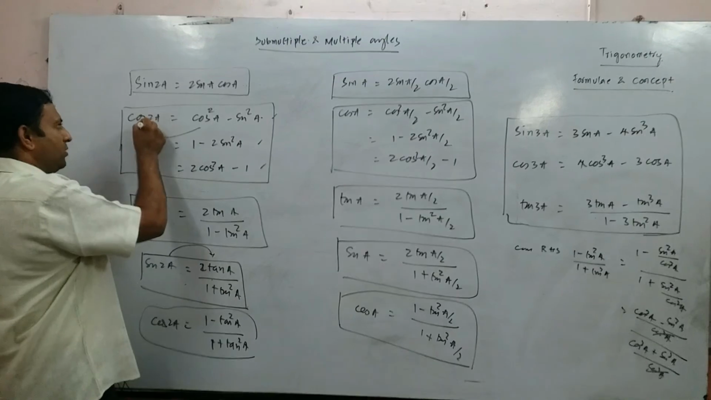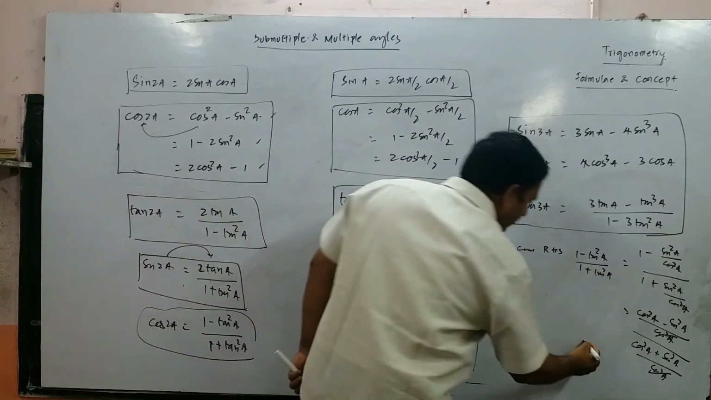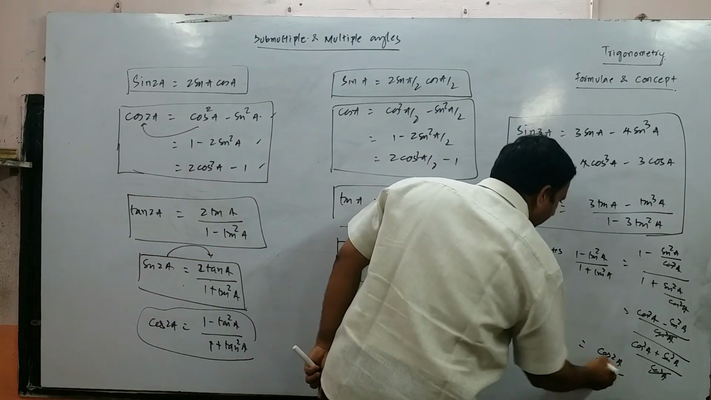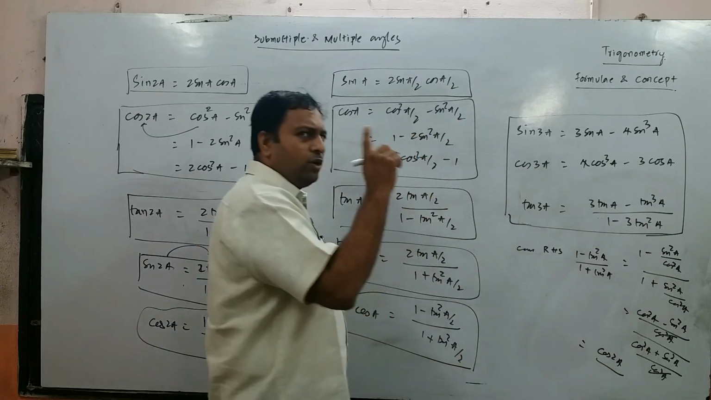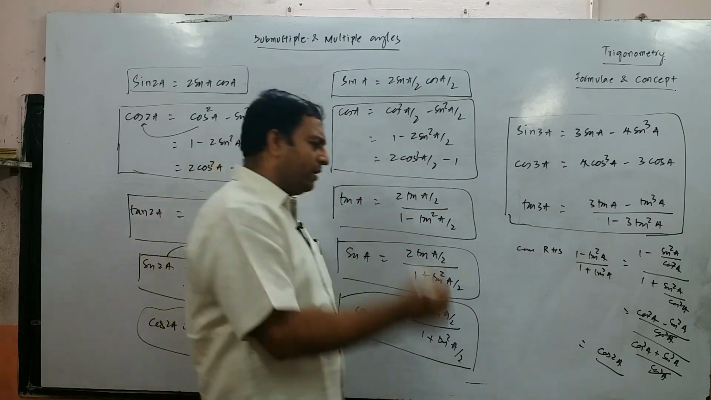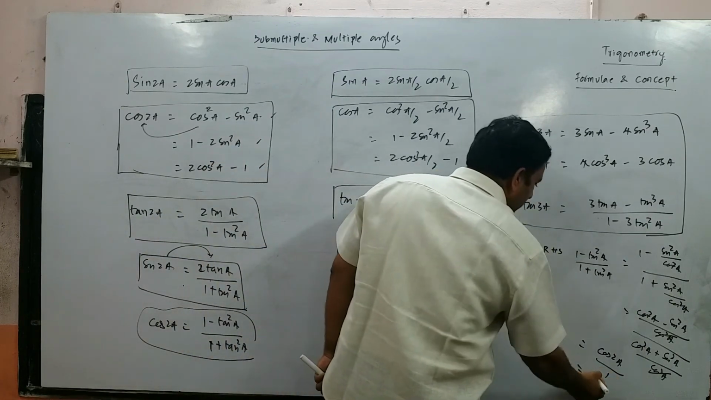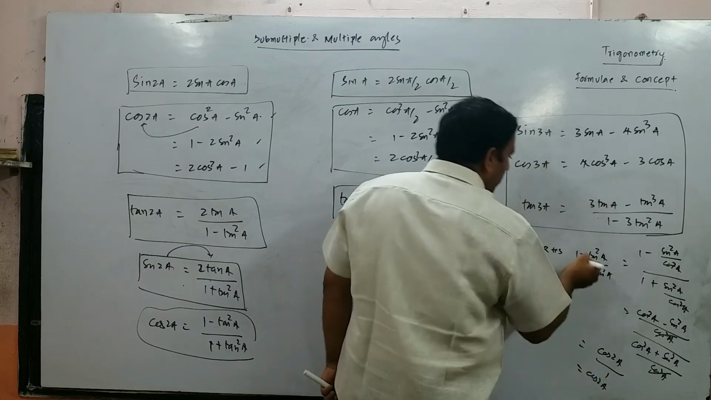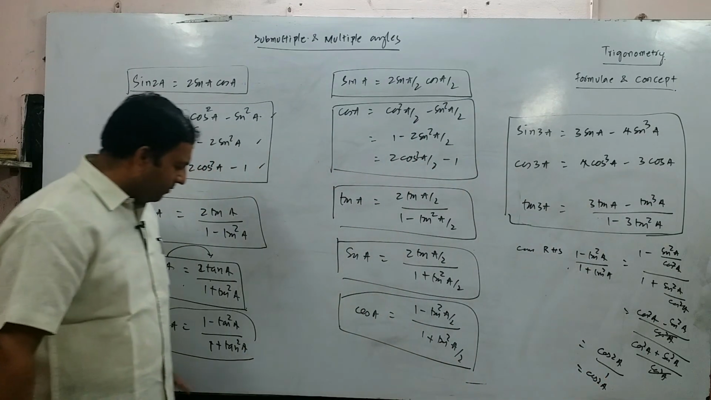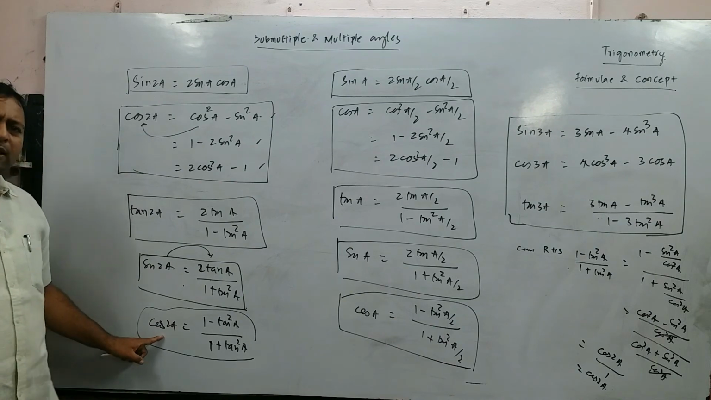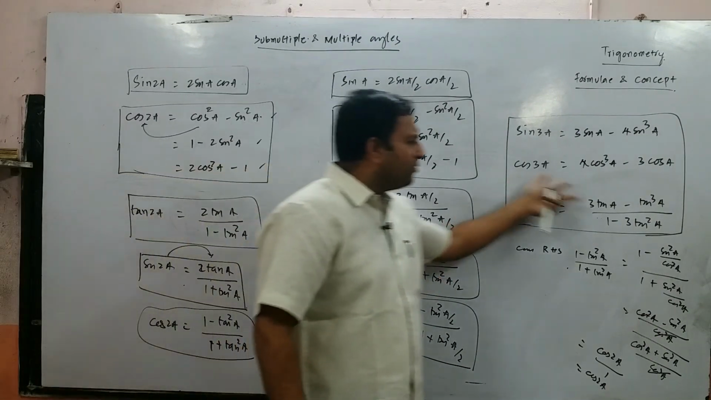What is cos square A minus sin square A? Cos square A minus sin square A is cos 2A. So here I will write this as cos 2A by, what is cos square theta plus sin square theta? Your first trigonometric identity, that is equal to 1. So we will get cos 2A by 1, which is equal to cos 2A. So RHS is 1 minus tan square A by 1 plus tan square A, and what is LHS? Cos 2A.